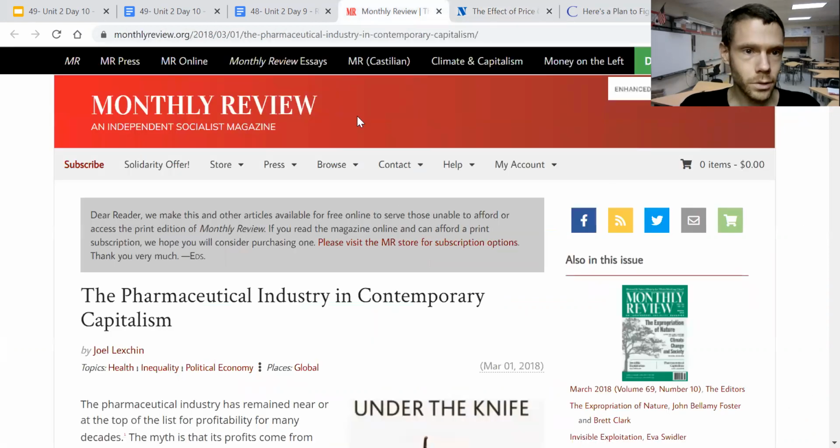And then lastly, this article from the Monthly Review, an independent socialist magazine, right? So again, we see in this case, this is a leftist organization. The pharmaceutical industry and contemporary capitalism.